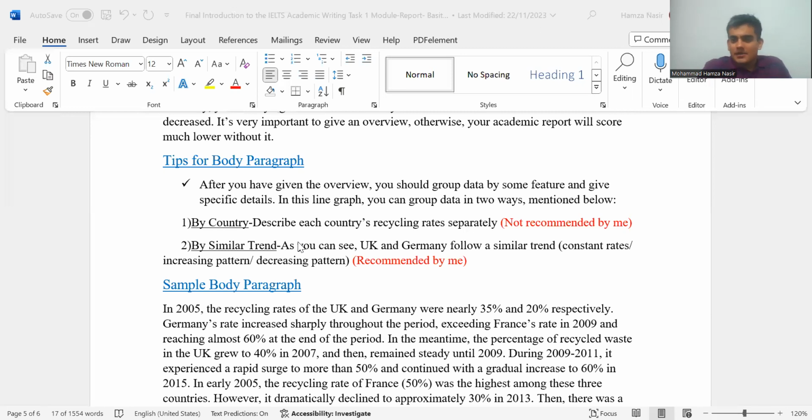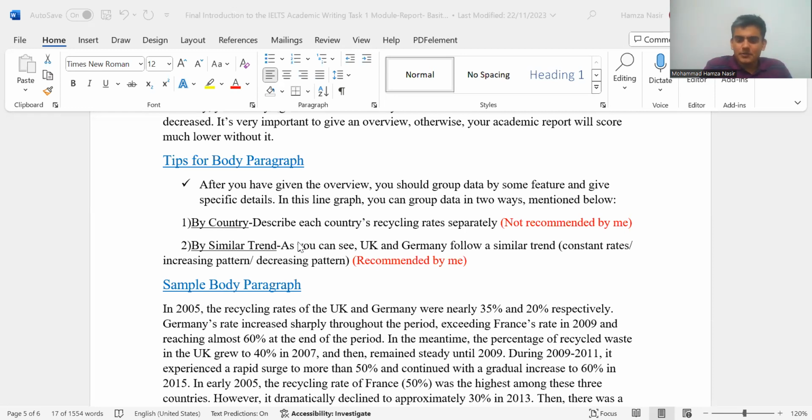All right, so we're back and let's just carry on with our discussion. Next we're talking about tips for the body paragraph. After you've given the overview, you should group the data by some feature and give specific details. In this line graph, you can group data in two ways.